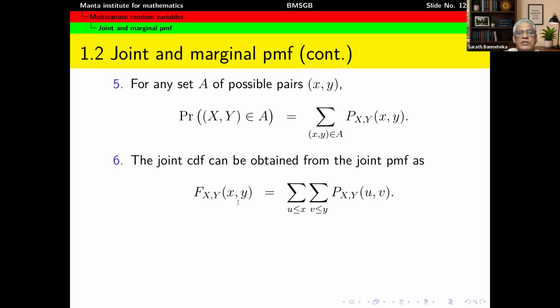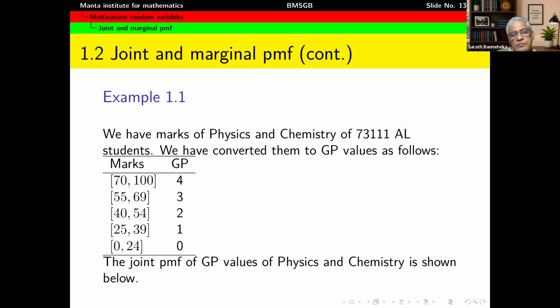So here we are just using u and v because here I'm using simple x and simple y. If you use simple x and simple y here, that will be kind of confusing. So that's why we are using u and v. That doesn't matter as long as you are consistent with the notation. Right. So now I'm going to look at one example for this.